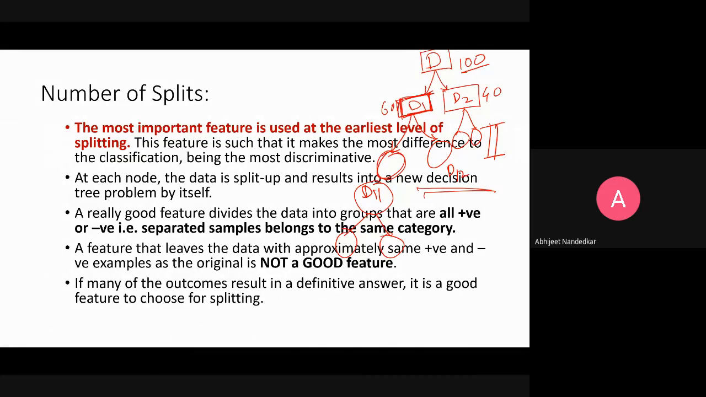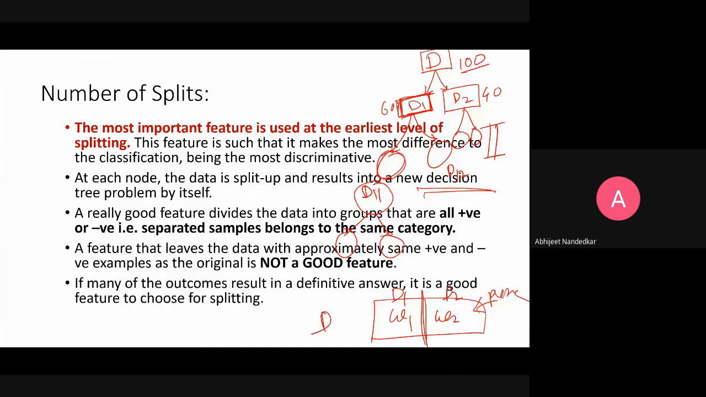A really good feature divides the data into groups that are all positives or all negatives. If you divide nicely, then you collect samples, for example omega 1, on one side. Say this is my complete D and I divide this D such that all omega 1 samples are in D1 and all omega 2 samples are in D2, then this is the best one. That means within one step my job is done. Since I am getting pure nodes, I will stop here. That is how we try to do it.